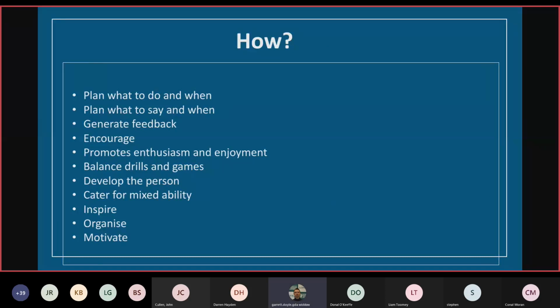So plan what to do and when to do it. Plan what to say and when to say it, generate feedback, encourage, try to promote enthusiasm and enjoyment, balance your activities of drills and games, try to develop the person or learn about the person and help the person with self-esteem, their confidence, their inclusion in the group. Be aware that there's going to be mixed abilities, so how are we catering for that? Try to inspire, organize, motivate.